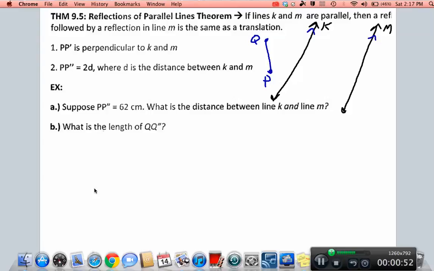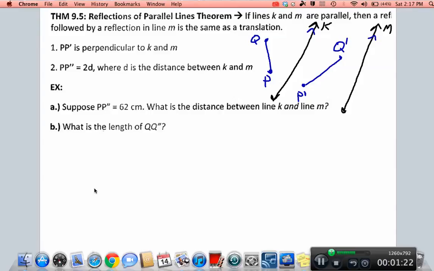When I reflect it over M, I'm going to end up with P prime here, and then I'm going to end up with Q prime, which is going to be a little bit further away, right? Q prime up here, and that's going to be my kind of flip. Okay, so I've done one flip, one reflection. Now I want to do another one. So let's do another one. Let's do a different color.